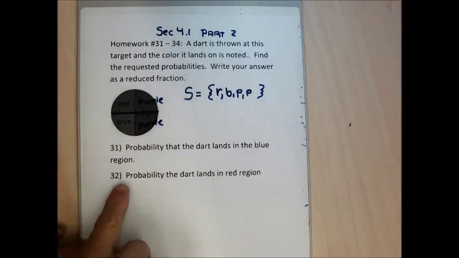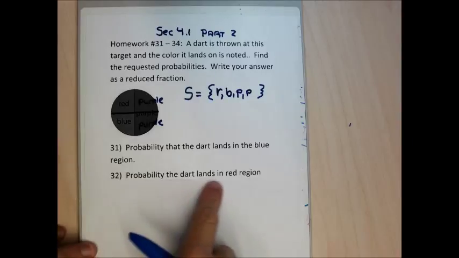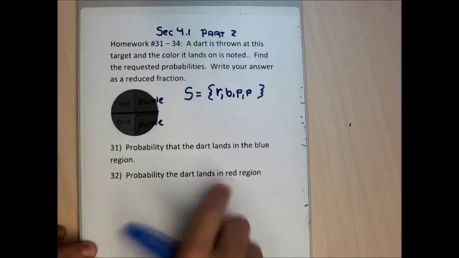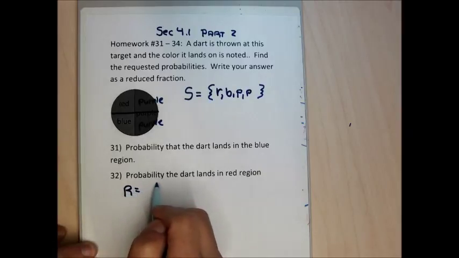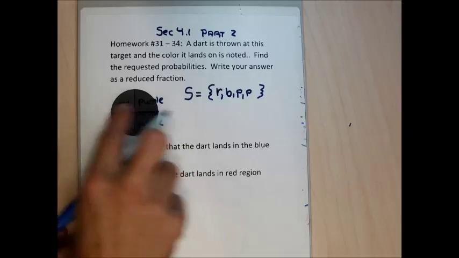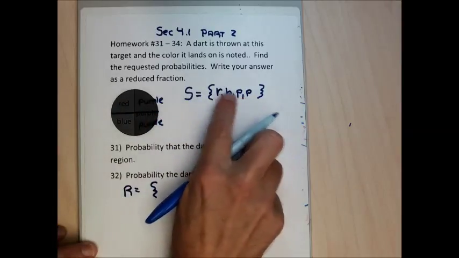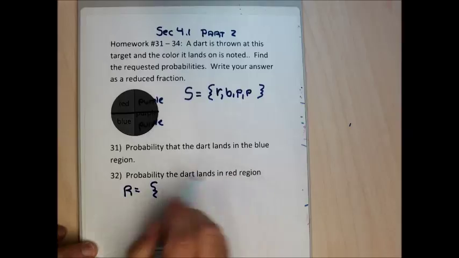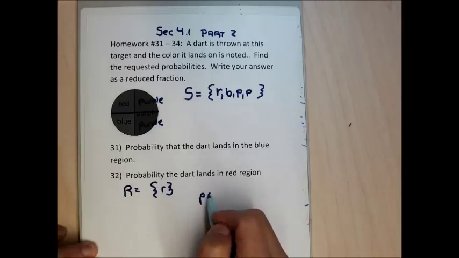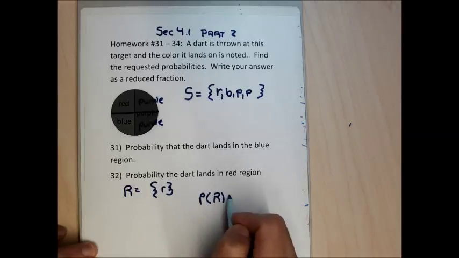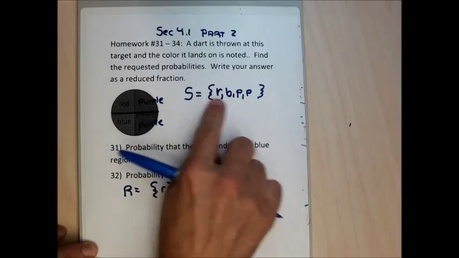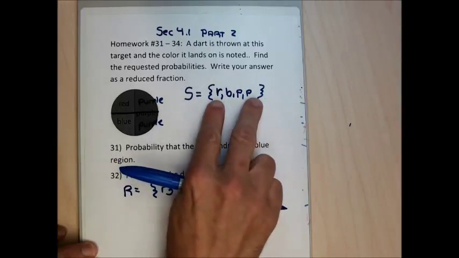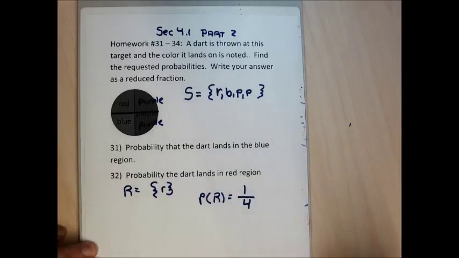If I wanted to do problem 32, find the probability that the dart lands in the red region, technically I should create a subset of the sample space with the elements that fit this description, and that description is red. The probability that the dart lands in the red region is the number of elements in the sample space that are red, which is 1, divided by the number of elements in the sample space. The answer is 1 in 4.